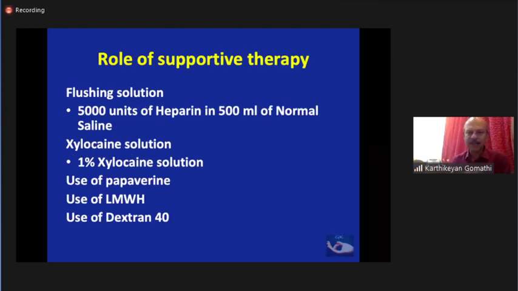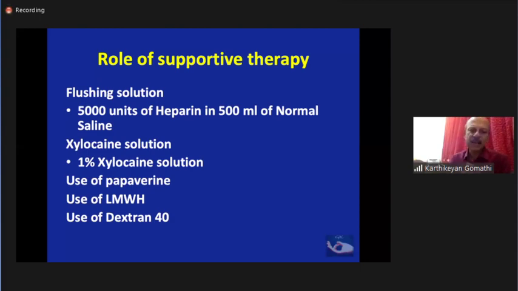The most important thing is the flushing solution. While you're doing the surgery, you need to keep the tissues moist. And once the vessel is open and the anastomosis is going to be done, you need to use only heparin. The second solution you use is xylocaine solution, which is 1% xylocaine solution.